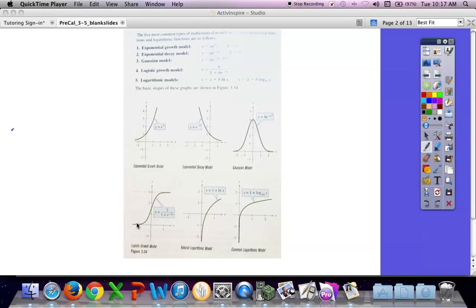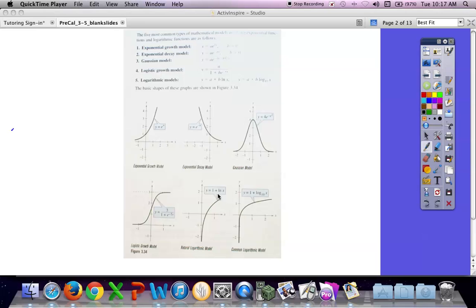But you notice the shape of the graph. This, what they're calling a logistic growth model, is something that starts slow and then really grows fast. You almost would say exponentially. And then it levels off at a certain point. Okay. And the last two are logarithmic models.